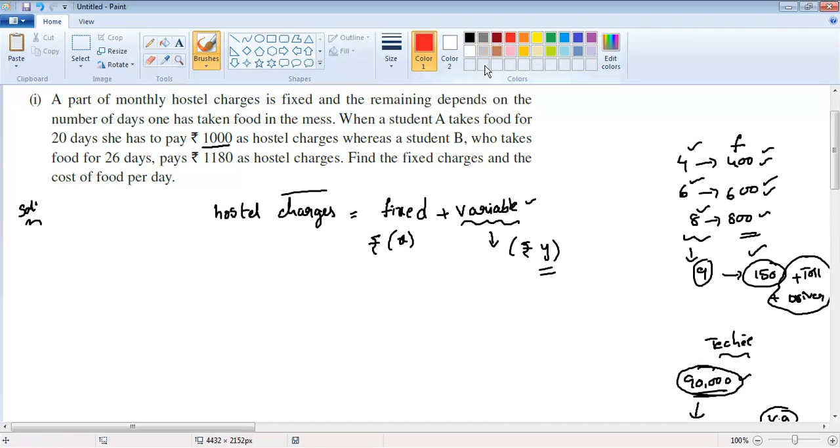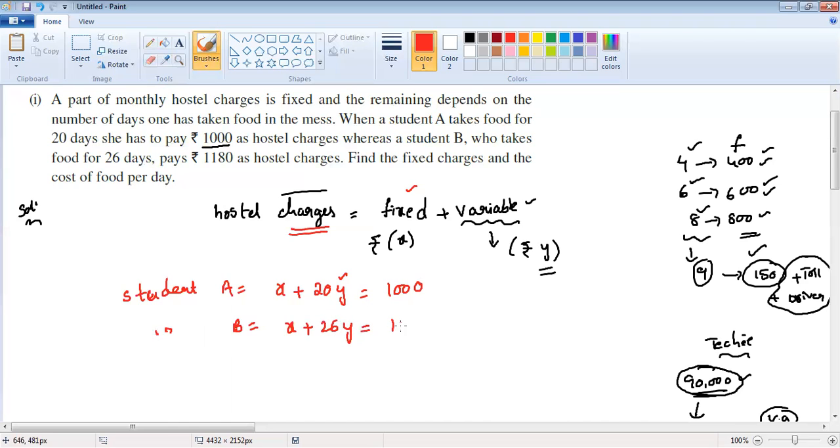See, Vaibhav, hostel charges for student A will have fixed and variable charges. As you said, I'm taking X rupees per day and variable charges... Y rupees. So 20x plus y is equal to 1000. Student B, it will be x plus 26y is equal to 1180. Then we can do the elimination method.